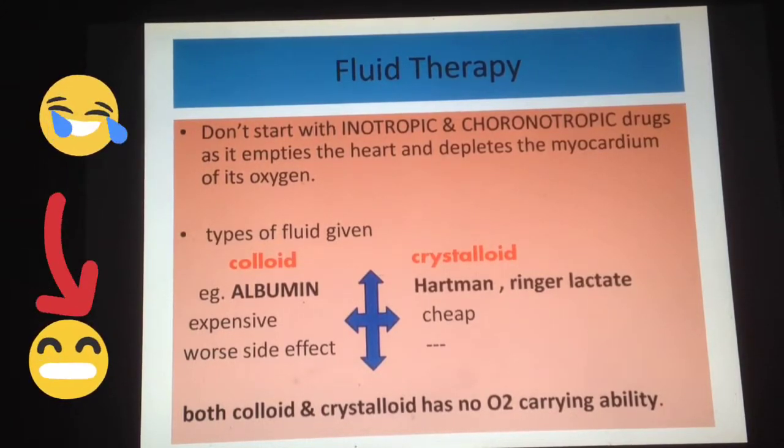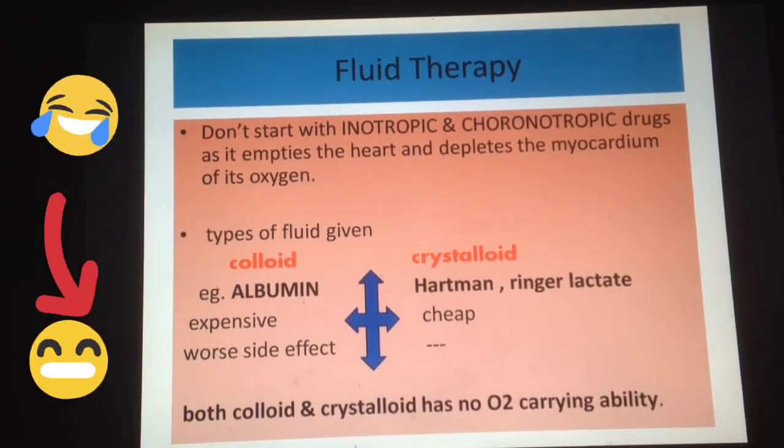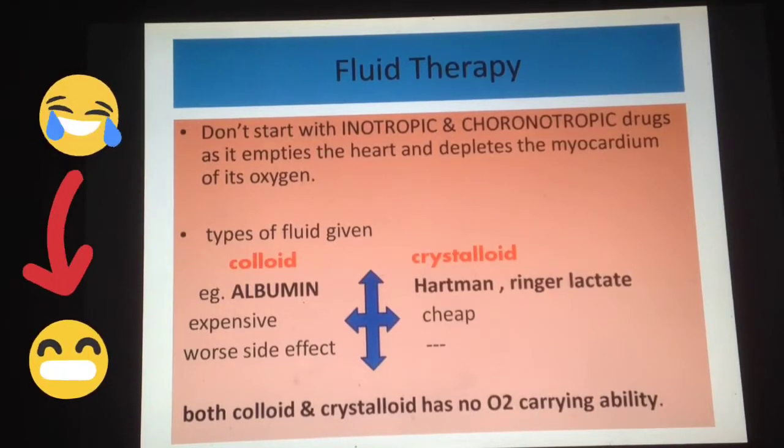The fluids that are given are colloids or crystalloids. An example of a colloid is albumin, which is a plasma protein. It binds the water content present in the plasma, so it does not leak out of the circulation. This is also helpful when the patient has an inflammatory process going on. So this basically retains the fluid volume inside the vessel and prevents edema.